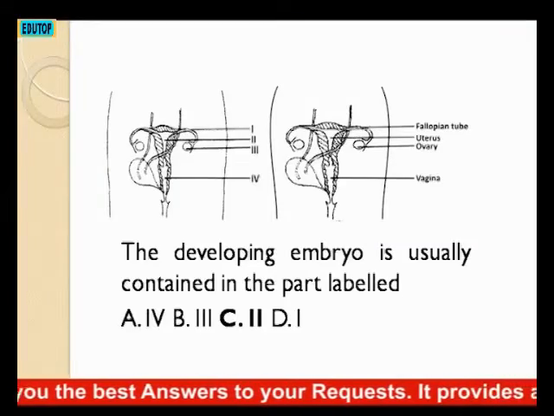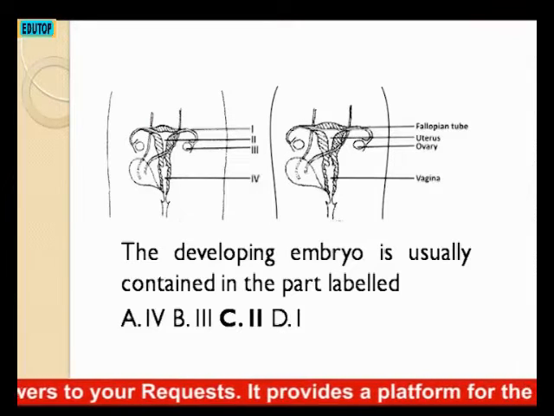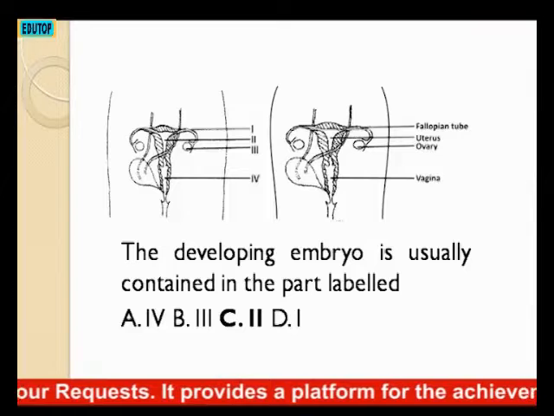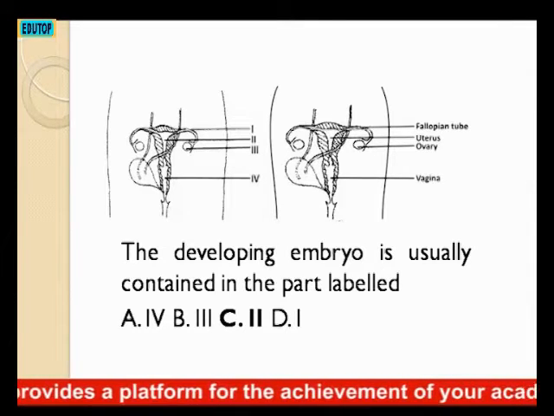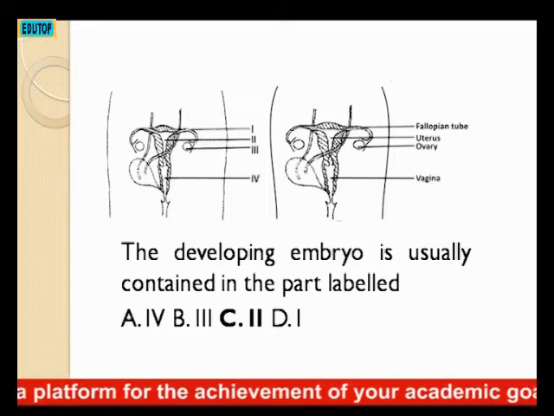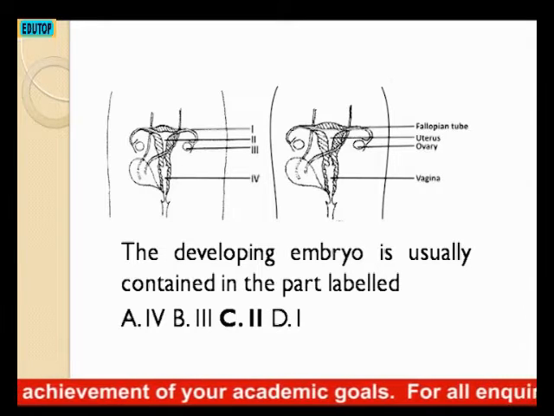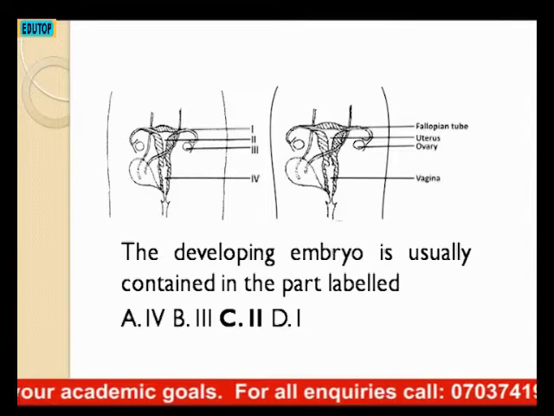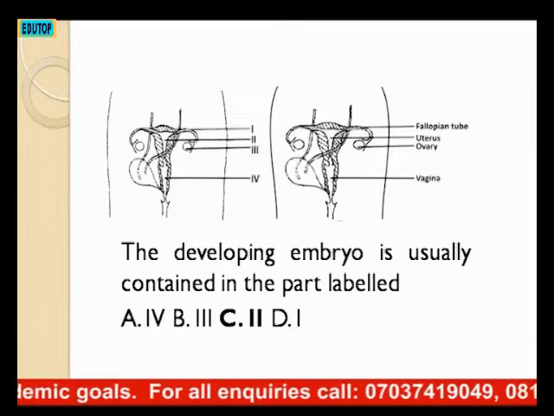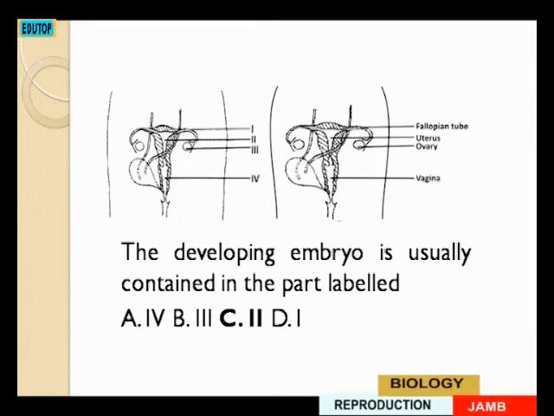Then the next question is diagrammatic, showing the female reproductive system. It says the developing embryo is usually contained in the part labeled A, 4; B, 3; C, 2; D, 1. The part labeled 1 is called the fallopian tube. Then the part labeled 2 is the uterus. The part labeled 3 is the ovary, while the part labeled 4 is the vagina.